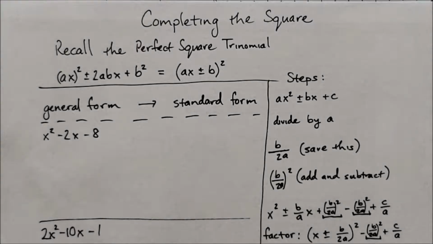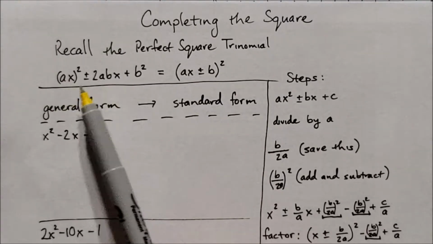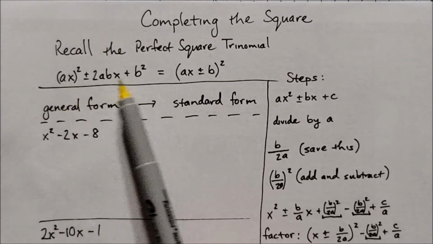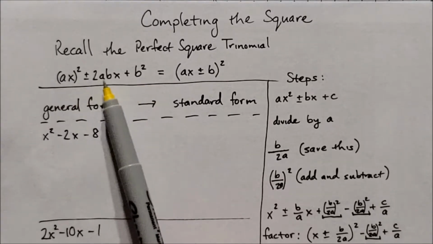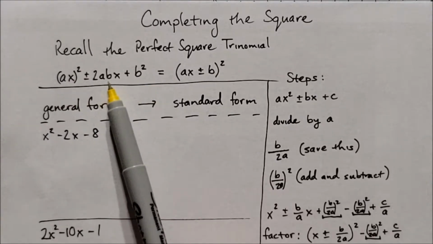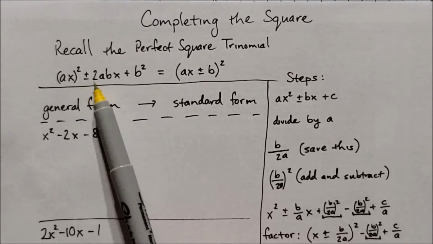In order to convert a polynomial, in this case a quadratic, from general form into standard form to more easily graph that quadratic, we want to employ a method called completing the square. Now recall the perfect square trinomial was some term squared at the start and end of the trinomial, followed by a combination of the product of those two, but we're going to double it.